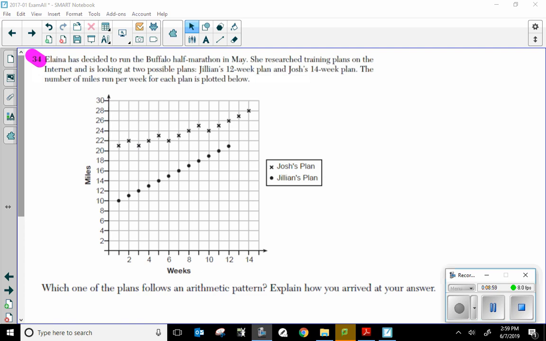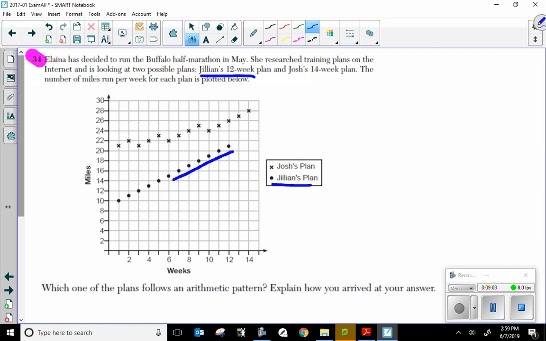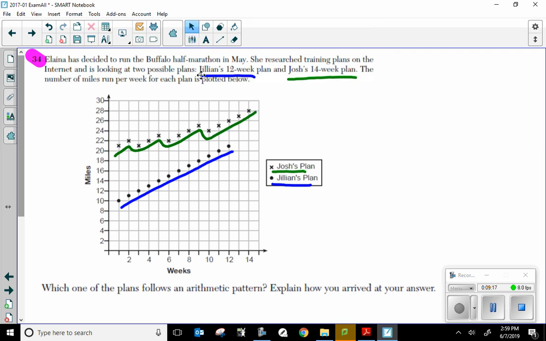The first one is Jillian's plan, which is this one in here, these blue dots. The second plan is Josh's 14-week plan, which is the axis here. It goes up, down, up, down, up, down, up. The number of miles run per week for each plan is plotted below. Here's our miles, we'll call this M. Here's our weeks, we'll call this W. Now, which one of the following plans is an arithmetic pattern? And explain how you arrived at your answer.